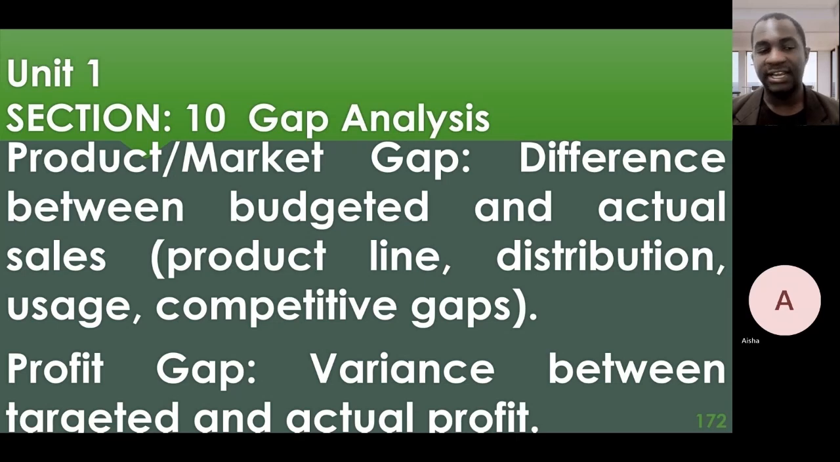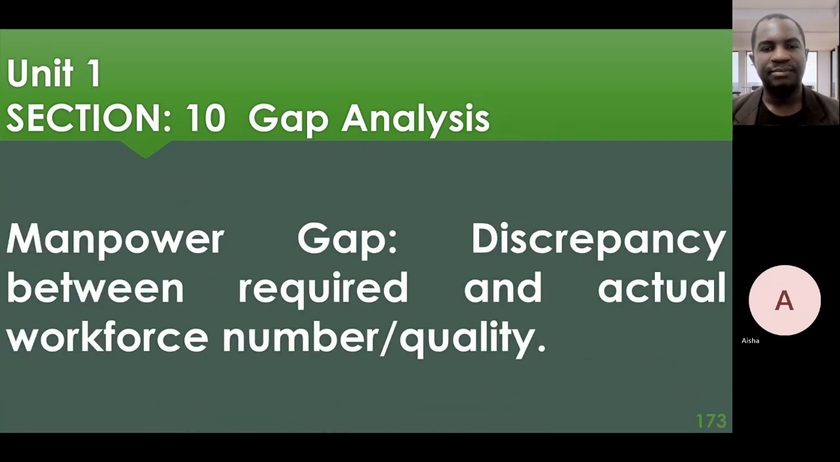And the next type of gap is profit gap. The variance between what you targeted as profit and what you actually made in profit. And that is the profit gap. So if it's favorable, you improve upon it. If it's adverse, you bridge the gap. And that's what the profit gap speaks to.